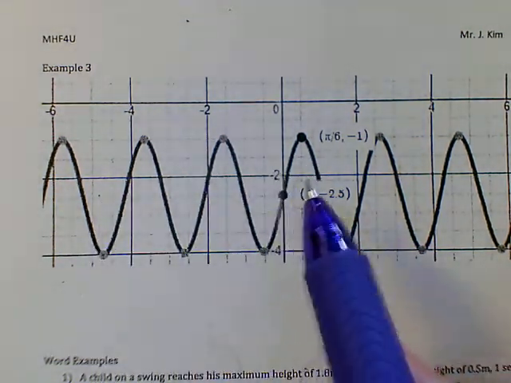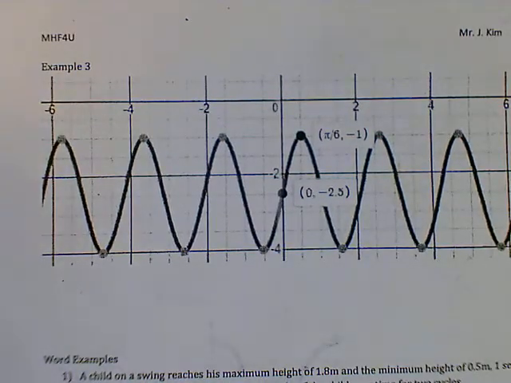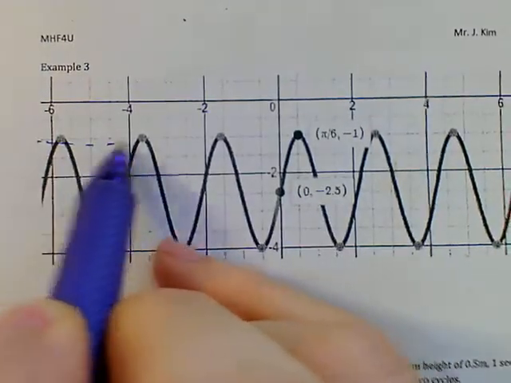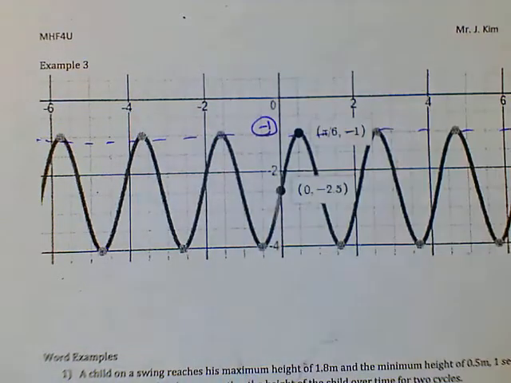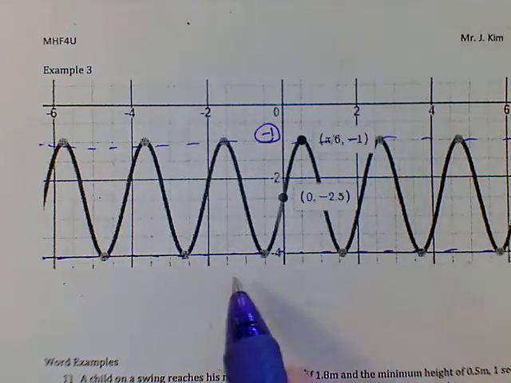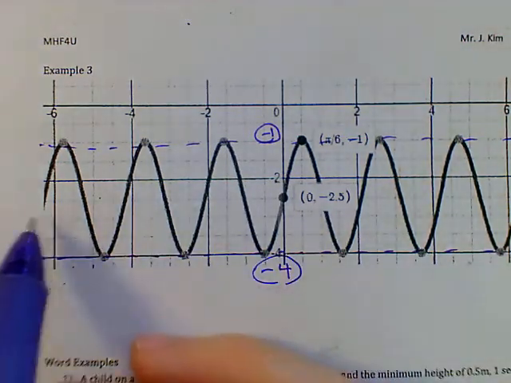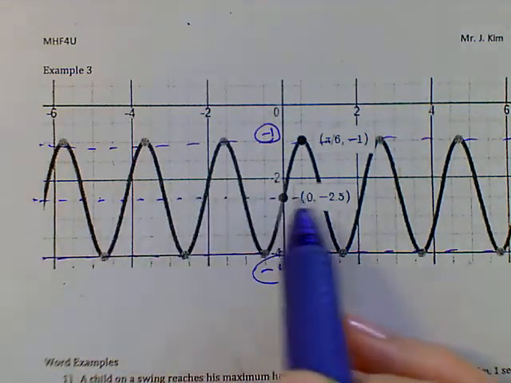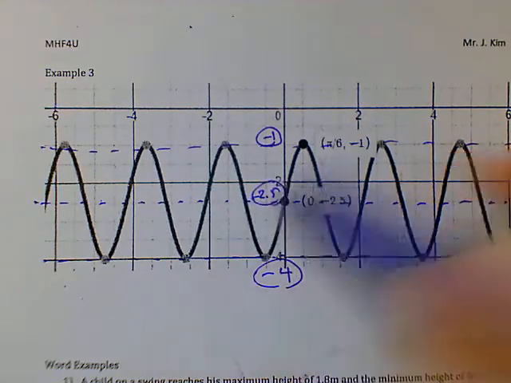Don't worry whether it's sine or cosine. That all depends on where you want to start this curve. Let's first begin with drawing your roof, your ceiling, and your transverse axis. My maximum is a -1. My minimum is a -4. And if I look carefully, I can draw out my transverse axis, and that looks to be about -2.5.